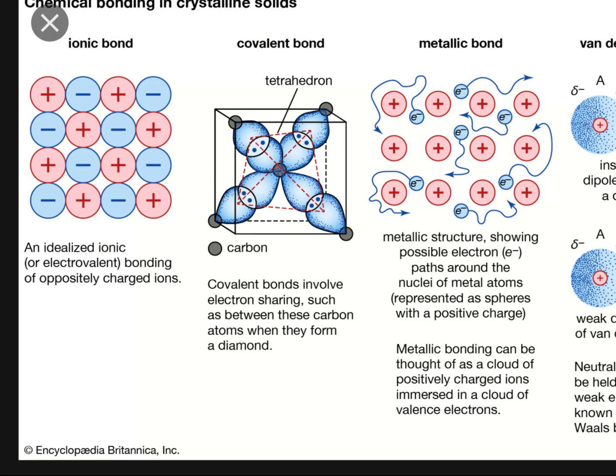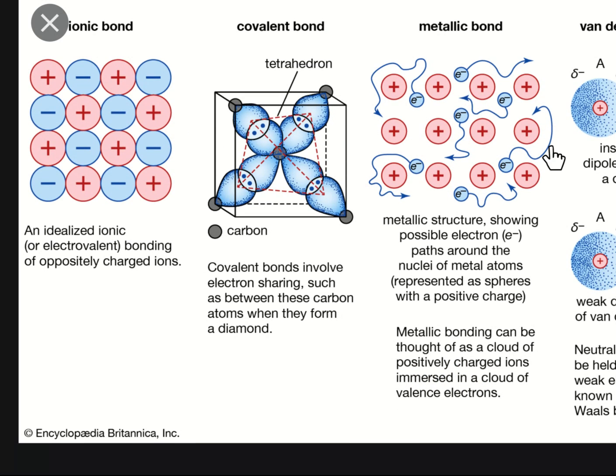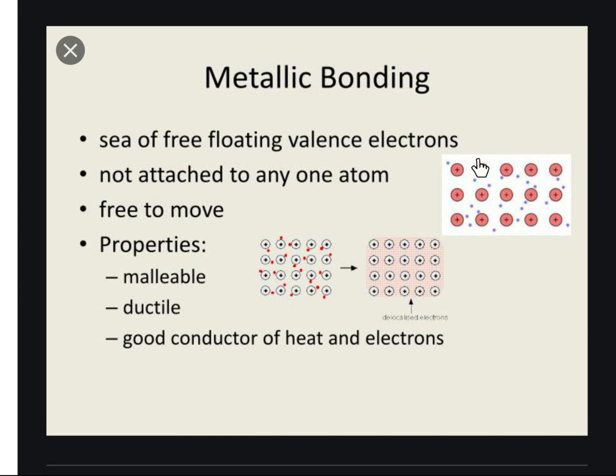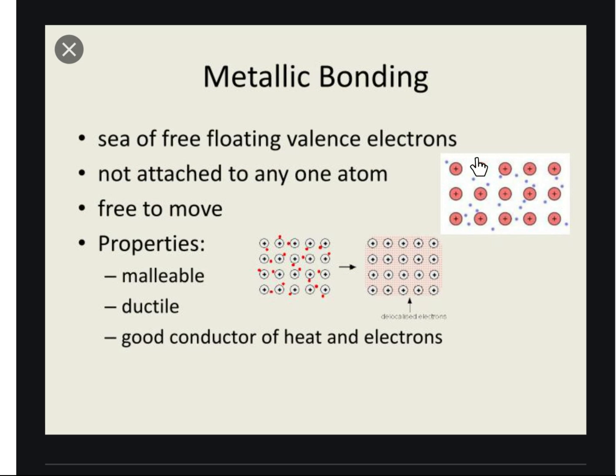Here are all three together. Metallic structures showing possible electron paths around the nuclei of metal atoms, represented as spheres with a positive charge. Metallic bonding can be thought of as a cloud of positively charged ions immersed in a cloud of valence electrons. So metallic is a sea of free-floating valence electrons. It's not attached to any one atom.